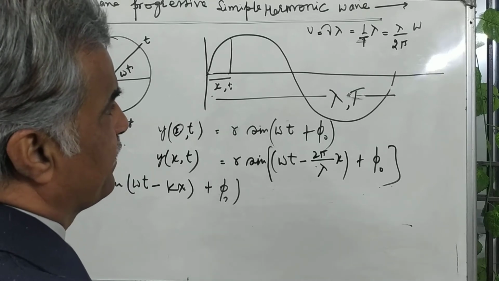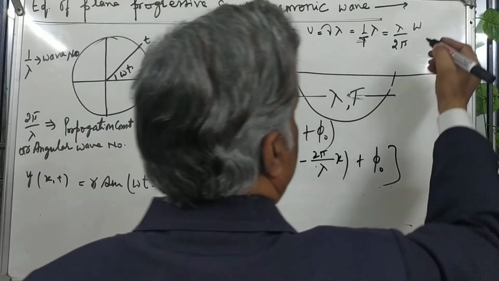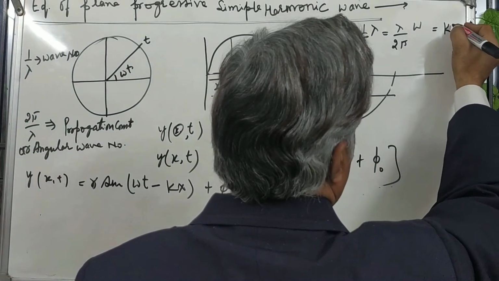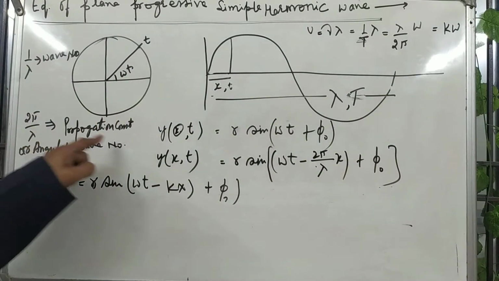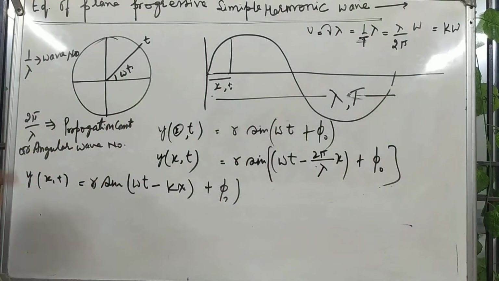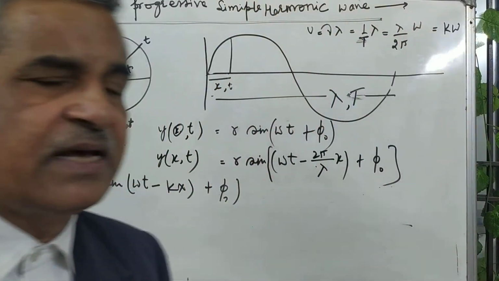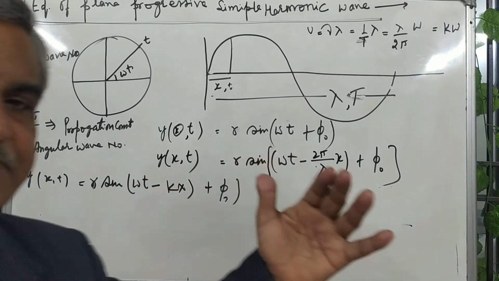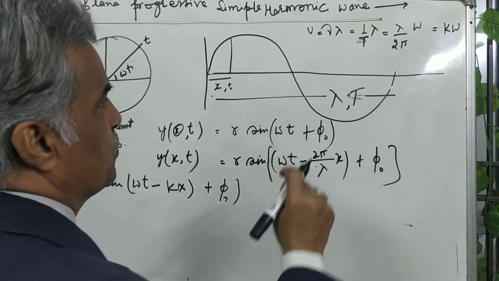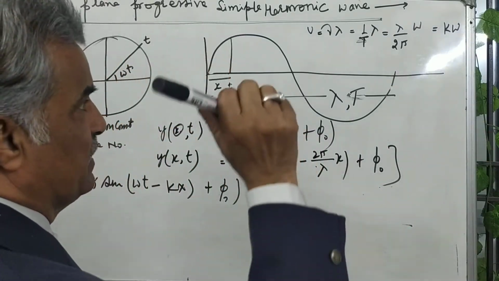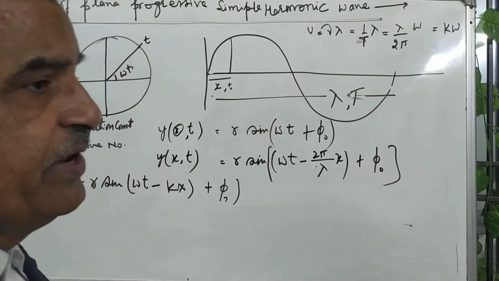And lambda upon 2 pi is 1 upon k. So velocity is omega by k. You have studied that k is the propagation constant, angular wave number, 2 pi by lambda. This relation is very important. This must be in your memory, and the concept must be clear. So you have studied that in SHM motion, v equals nu lambda.